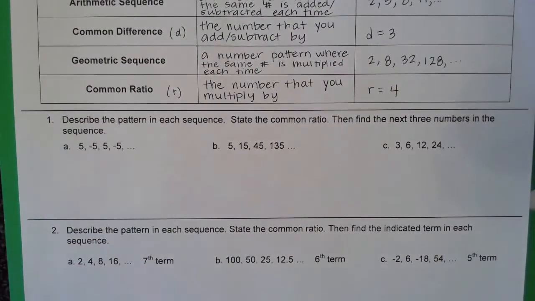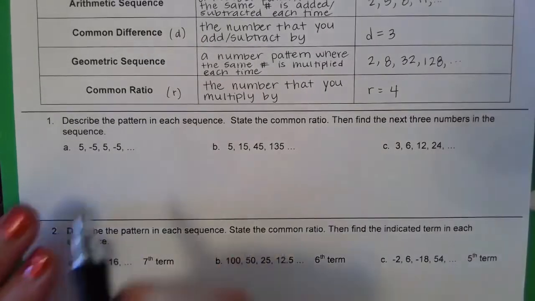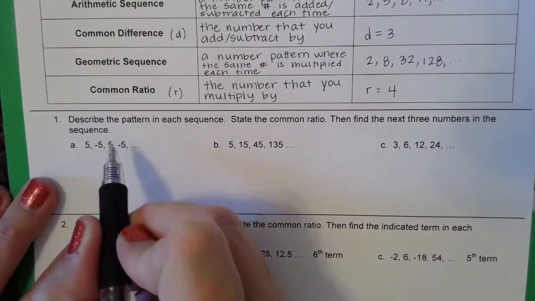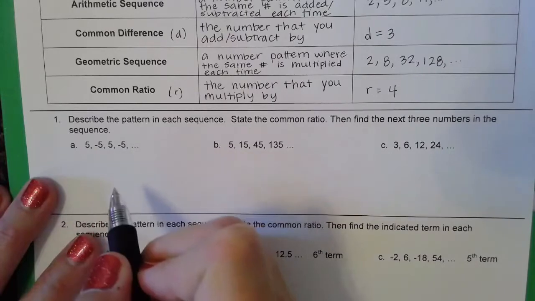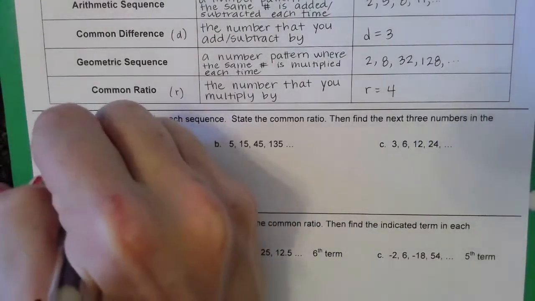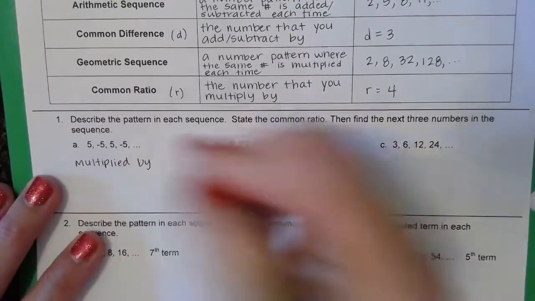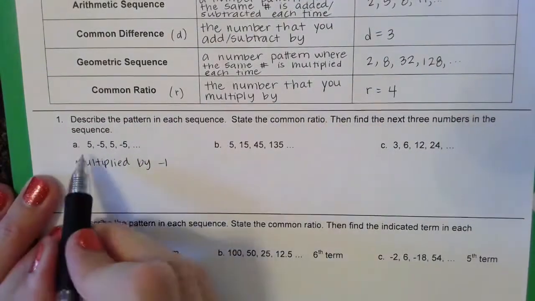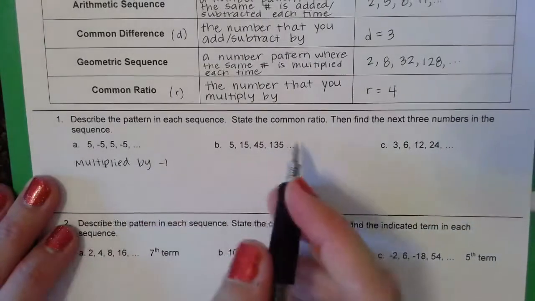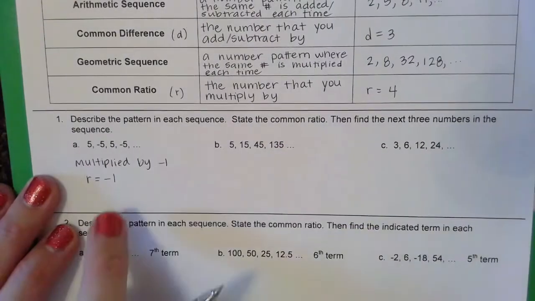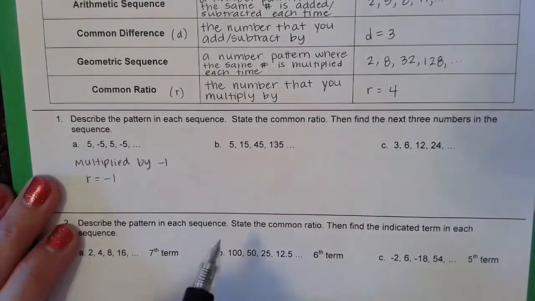So in example number 1, it wants us to describe the pattern in each sequence, state the common ratio, and then find the next 3 numbers in the sequence. So in the first one, it's going from positive 5 to negative 5 to positive 5 to negative 5. So the sign is changing back and forth. What's happening is it's being multiplied by a negative 1, and that's what's going to switch the sign back and forth. So to state the common ratio, we can say that R is equal to negative 1 because the R is the number that it's being multiplied by each time.